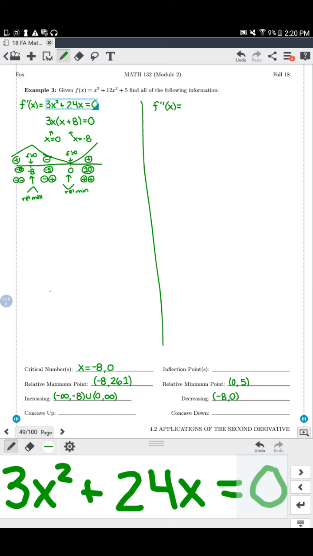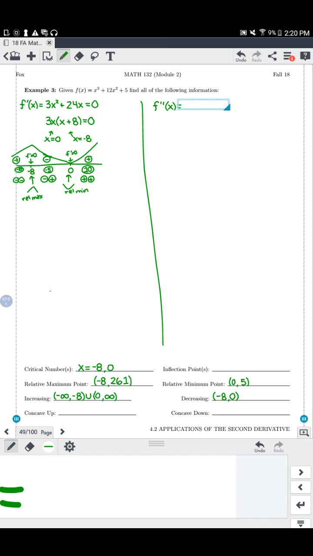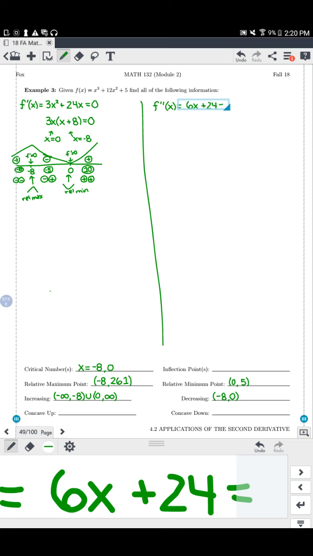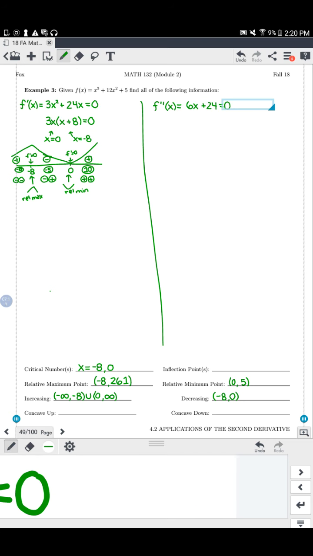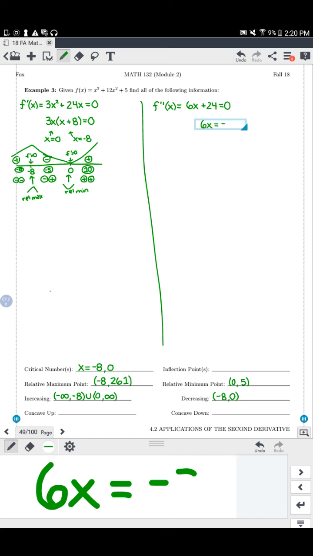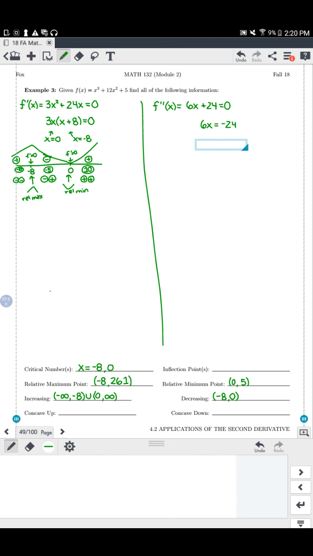So I'm going to take the derivative of 3x squared, bring down my power. I have 3 times 2 is 6x, and the derivative of 24x is just 24. This is much easier to set equal to 0 because I just have a linear function. I have an mx plus b here, which just means I don't have to factor. So I'm just going to subtract 24 from both sides. I have 6x equals negative 24. And then I can just divide both sides by 6 and get x equals negative 24 divided by 6, which is going to be negative 4. So much easier to solve the second derivative.